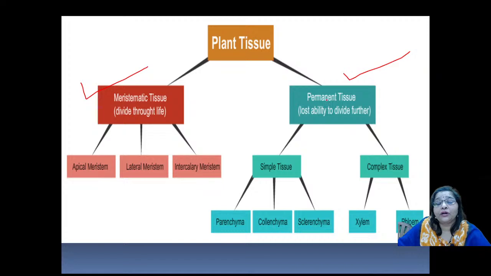Okay, so the process of differentiation may lead to redifferentiation or sometimes dedifferentiation. But whatever it is, the tissues formed from the meristematic tissues by simple cell divisions actually undergo changes to form the permanent tissues. These permanent tissues are said to lose the ability to divide further because they undergo differentiation.